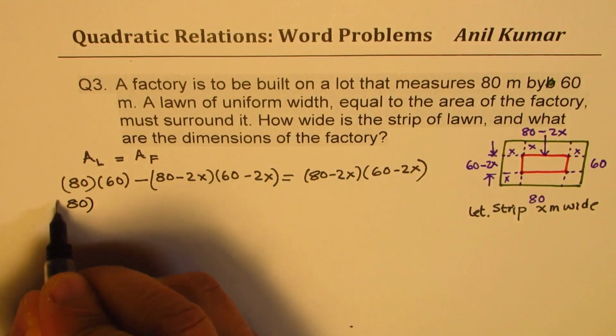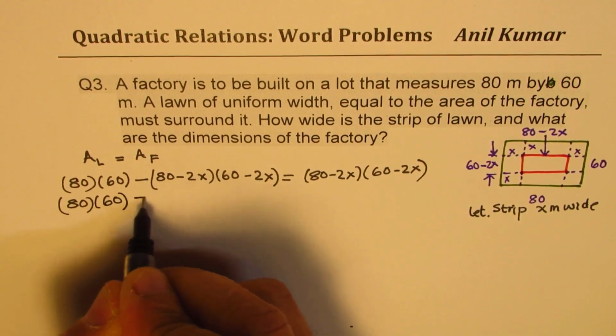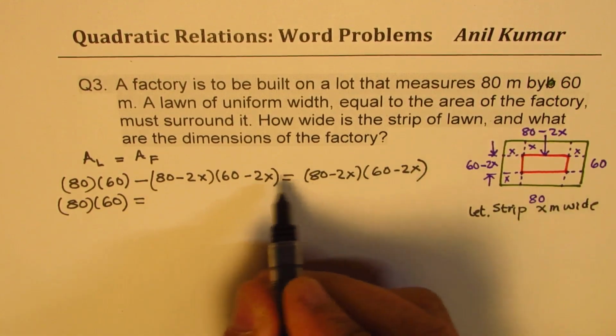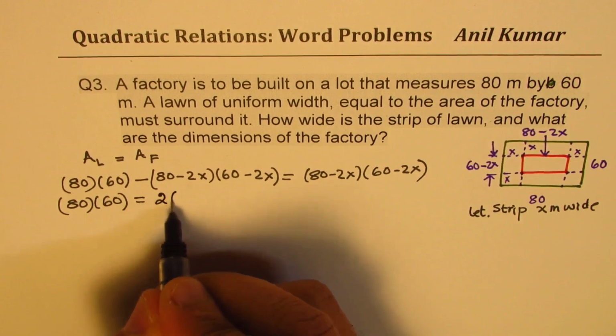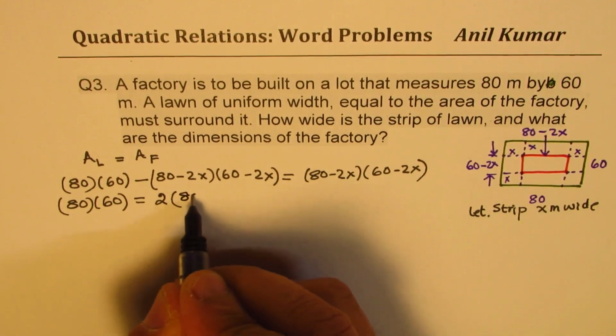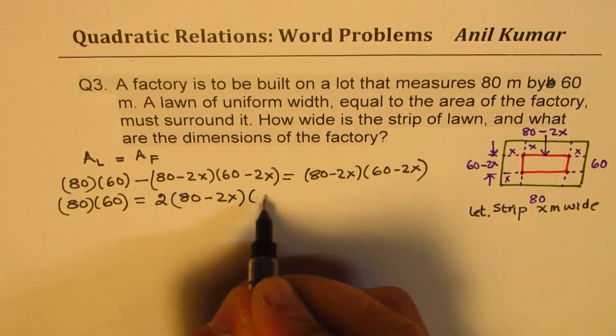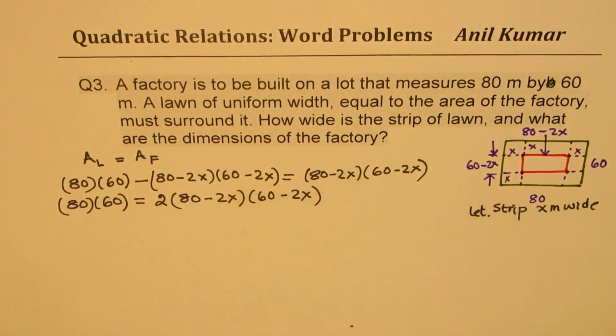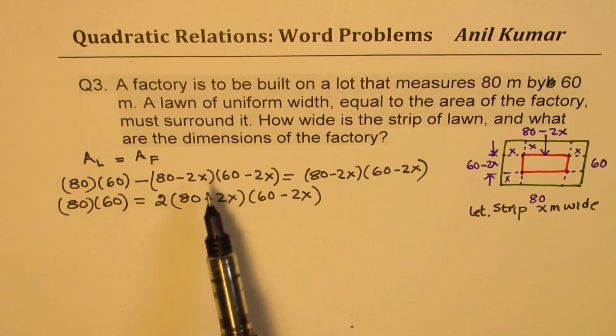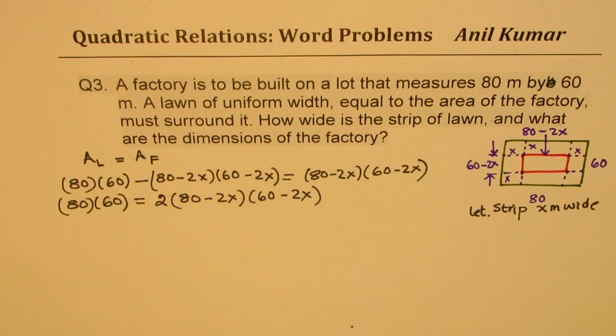Let's keep this number here, 80 into 60 equals, taking these two same things, all right? Area of factory and area of factory. So it becomes 2 times all this area, which is 80 minus 2x times 60 minus 2x, correct? No need to expand and then combine them. It is always good to work with the factored form.